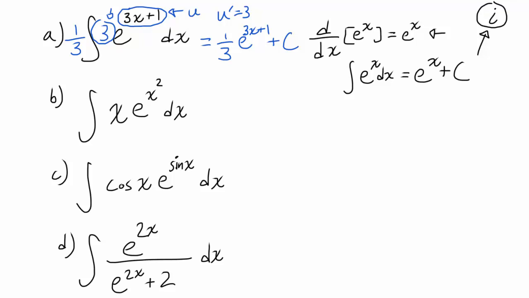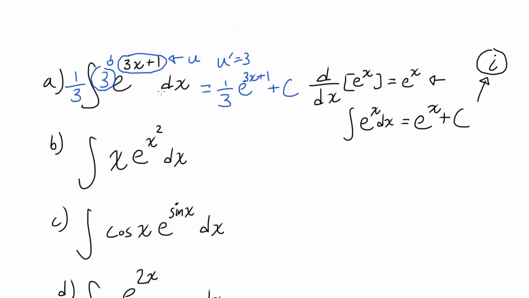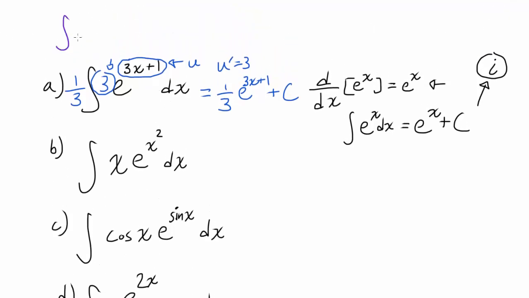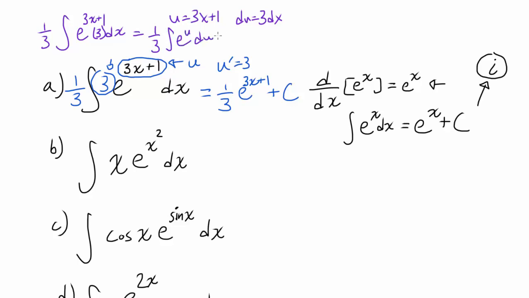For those of you that like writing out everything, when you do u substitution, I will do that. So you have the integral of e to the 3x plus 1 dx. u is 3x plus 1, so du is 3 dx. We want our 3 to be there, so divide by 3. So you have 1/3 times the integral of e to the u du, which is 1/3 e to the u plus c, and substituting 3x plus 1 for u, you obtain the same thing.